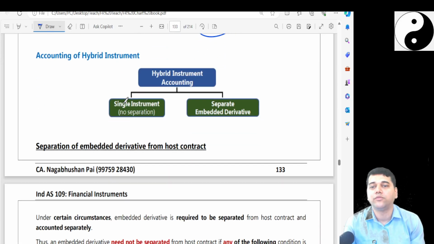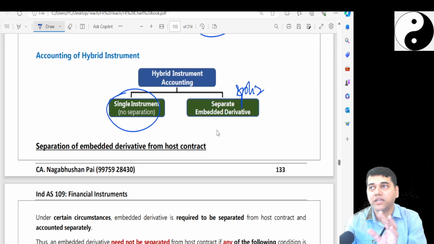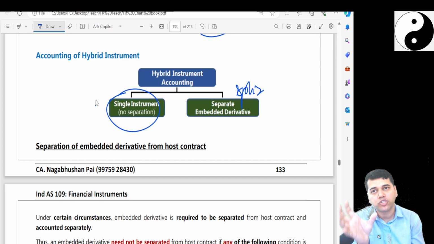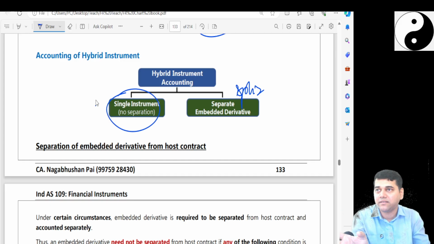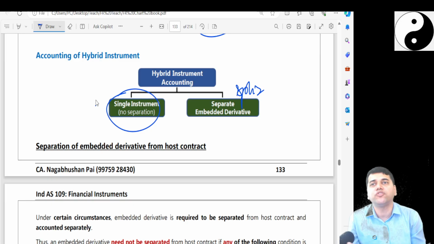Now, how to account for it? Okay. Now, the question is, will a hybrid instrument be accounted for as a single contract or will you split it? Now, you need to understand the rules, students. Pay your full attention. Ask me if you are not clear. When should I separate? See, accounting for it as a single contract is not a headache. That means for both the derivative and the host contract, I will say I don't want to split there. Like in the compound instrument, we were splitting. Here I don't want to split.